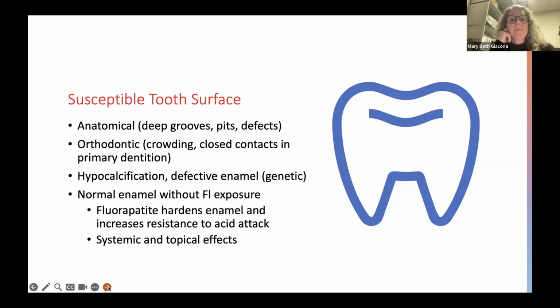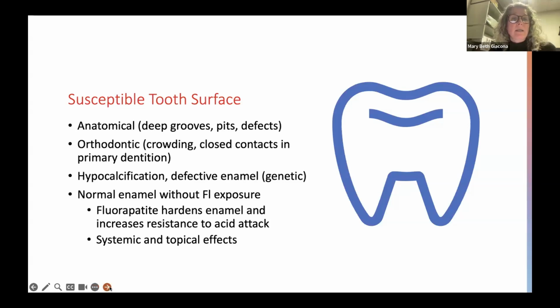And then we have normal enamel. Without fluoride exposure, it is more at risk for developing decay than enamel that has been exposed to fluoride, because once again, that fluorapatite that forms when the hydroxyl ion is replaced by fluoride makes the enamel harder, and it increases the tooth's resistance to acid attack from the acid that bacteria are secreting.